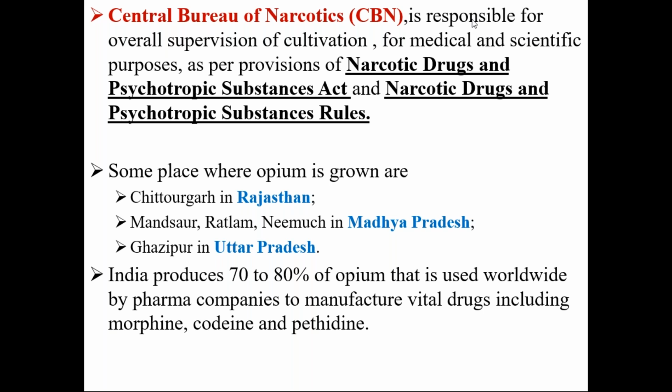The CBN, the Central Bureau of Narcotics, is responsible for overall supervision of cultivation for medical and scientific purposes, as given in the provisions of the Narcotic Drugs and Psychotropic Substances Act, which we call the NDPS Act. You might have heard this name in newspapers many times, for example, that so and so person was found with ganja.